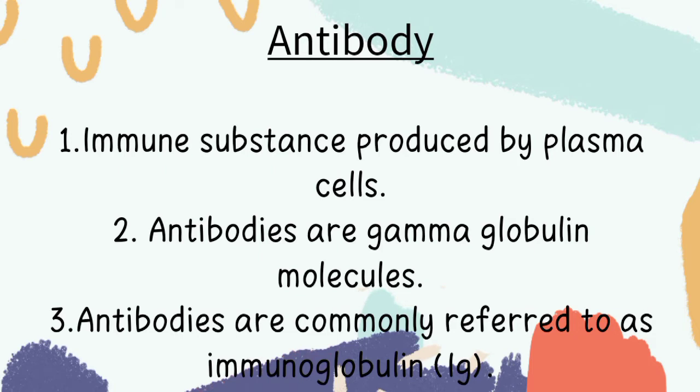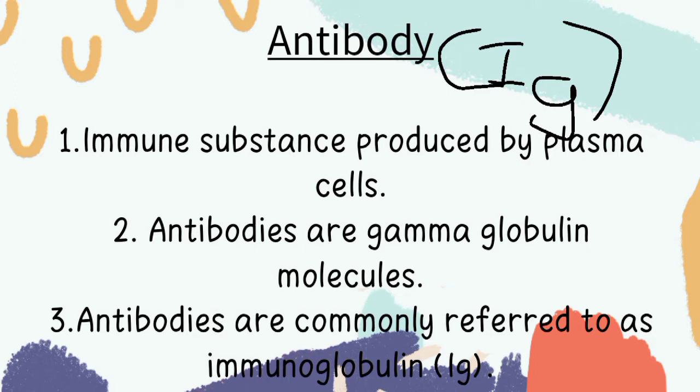Antibodies. Now, I gave 3 points here. First thing, antibodies are immune substances produced by plasma cells. Next, antibodies are gamma globulin molecules. Antibodies are commonly referred to as immunoglobulin (Ig). So note this, Ig. Antibodies can also be called Ig. And what does this Ig stand for? Immunoglobulin.